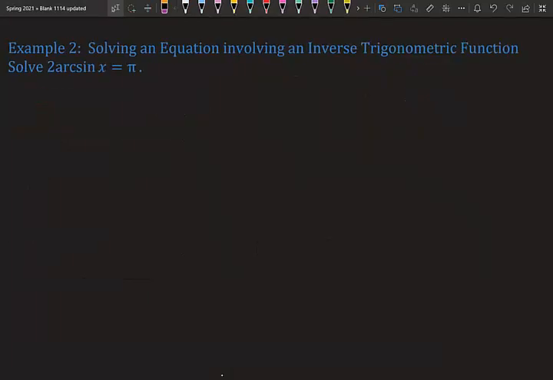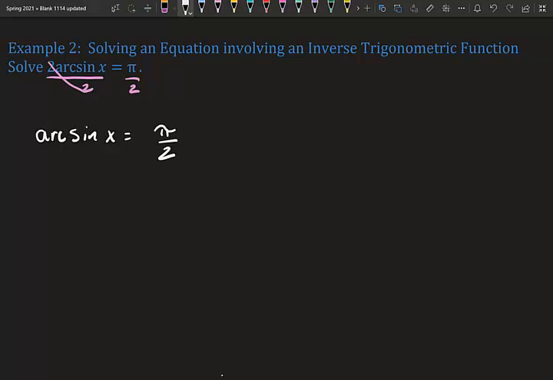Alright, let's solve an equation involving an inverse trigonometric function. So we're going to solve 2 arc sine x equals pi. Again, we're just trying to get x by itself. So always move the number in front first. The number in front is 2. Let's get rid of it. So we're going to divide by 2. So we have arc sine x equals pi over 2.